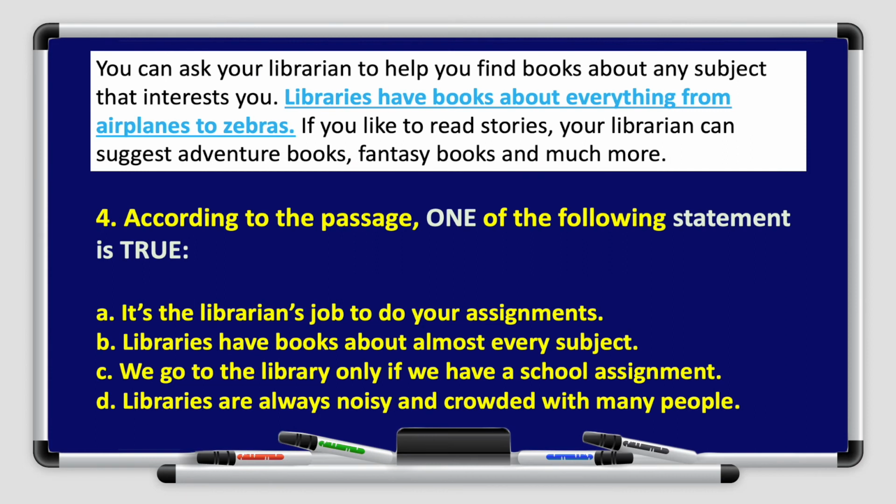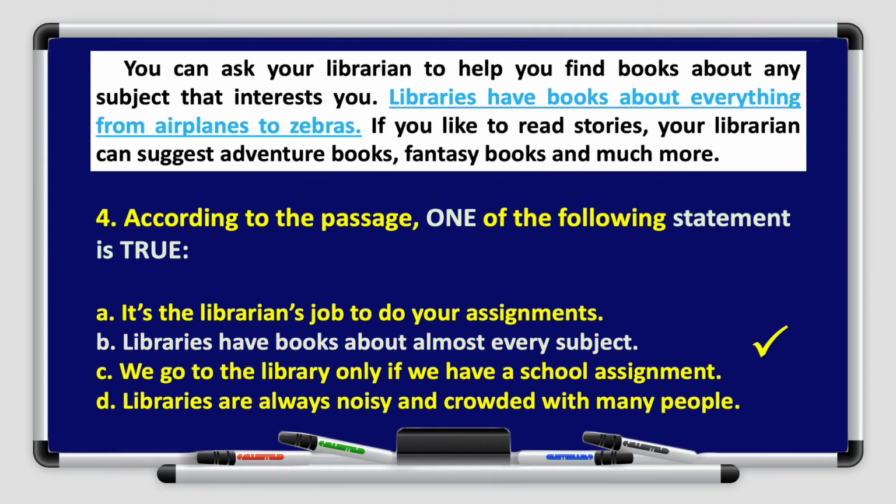Now, number 4, according to the passage, one of the following statements is true. So, all of them are wrong except for one that is true. Is it A, it's the librarian's job to do your assignments. B, libraries have books about almost every subject. C, we go to the library only if we have a school assignment. D, libraries are always noisy and crowded with many people. So, as we can see in the passage, the one that is true is B. Libraries have books about almost every subject. It's underlined in the passage.